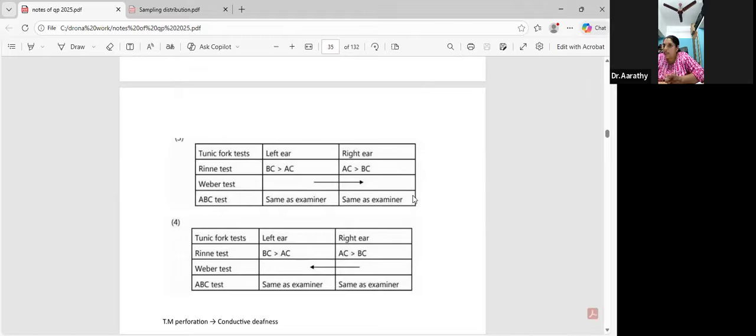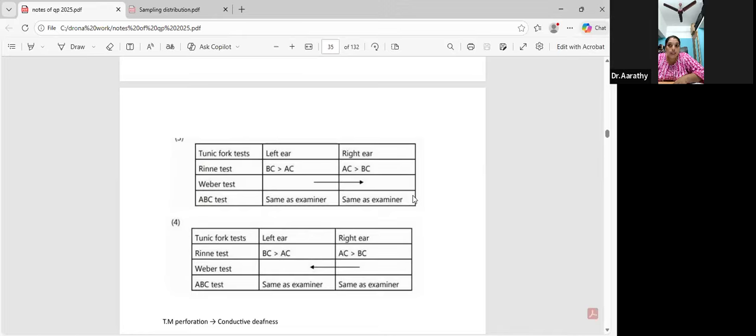Okay, so this is a conductive deafness. In Weber's test, with conductive deafness, the sound lateralizes towards the affected ear, so towards the left ear in this case. Now, moving on to the ABC test, or absolute bone conduction test. This is done by comparing the bone conduction of the patient and the observer, or the examiner, assuming that the examiner's ear is perfectly normal. So we'll compare the bone conduction of the patient with ours if we are the examiners. It is also called the modified Schwabach's test. It is used to measure the cochlear function.